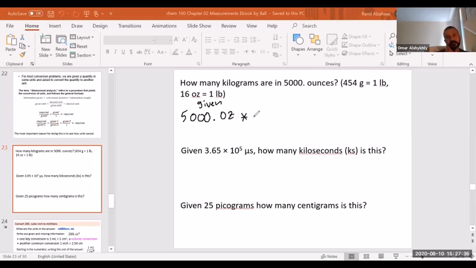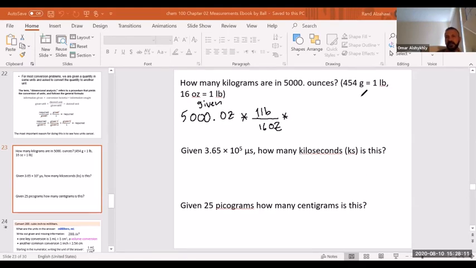Times. Okay. We have to convert this to kilograms, but we have only the conversion factor between gram and pound. And then they give us also ounce and pound. So first of all, let's convert the ounce to pound. How do you write it down? The pound, 1 pound on the top, 16 ounces on the bottom.